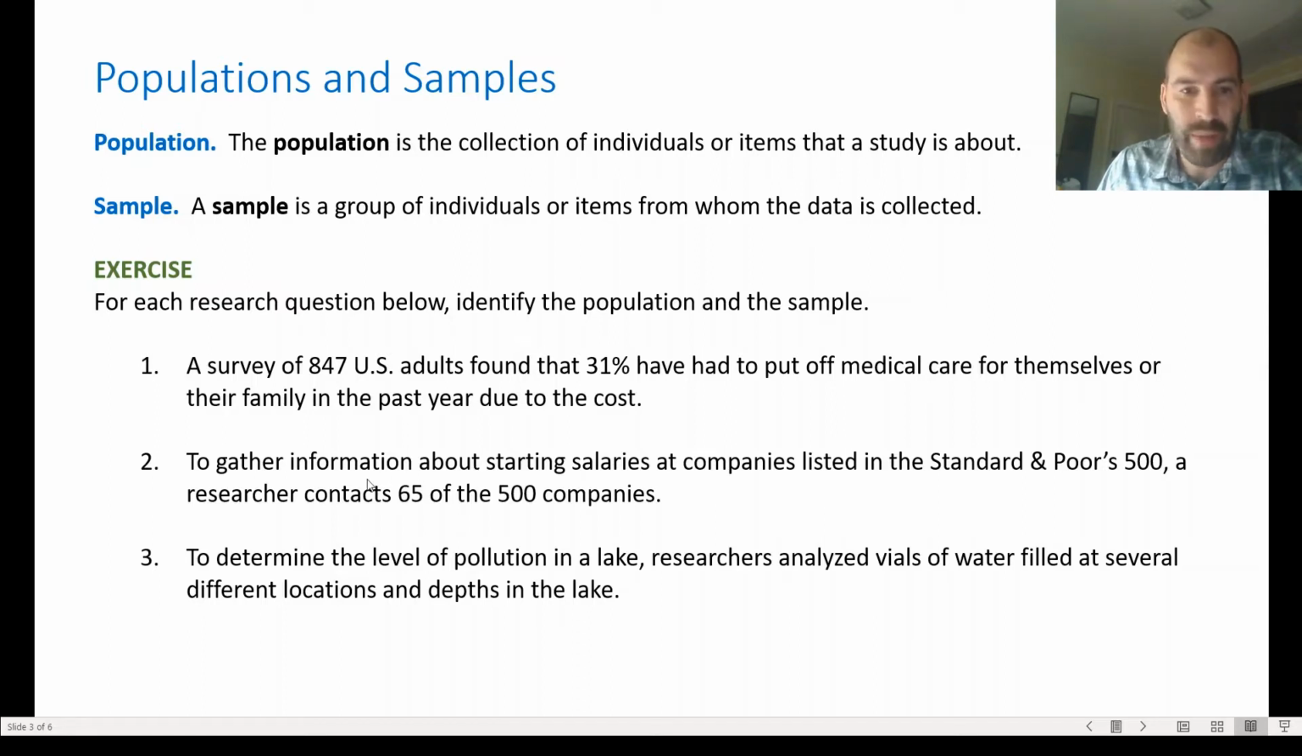Okay, what's the sample that was taken? Well, let's see. Where was the data collected from? Researchers analyzed vials of water filled at several different locations and depths. Well, that's the sample. The sample is the water from the several different locations and depths. Not the whole lake, just those bits of water. And what were we trying to draw a conclusion about? The level of pollution in the whole lake. So the population is all the water in the lake. All right?